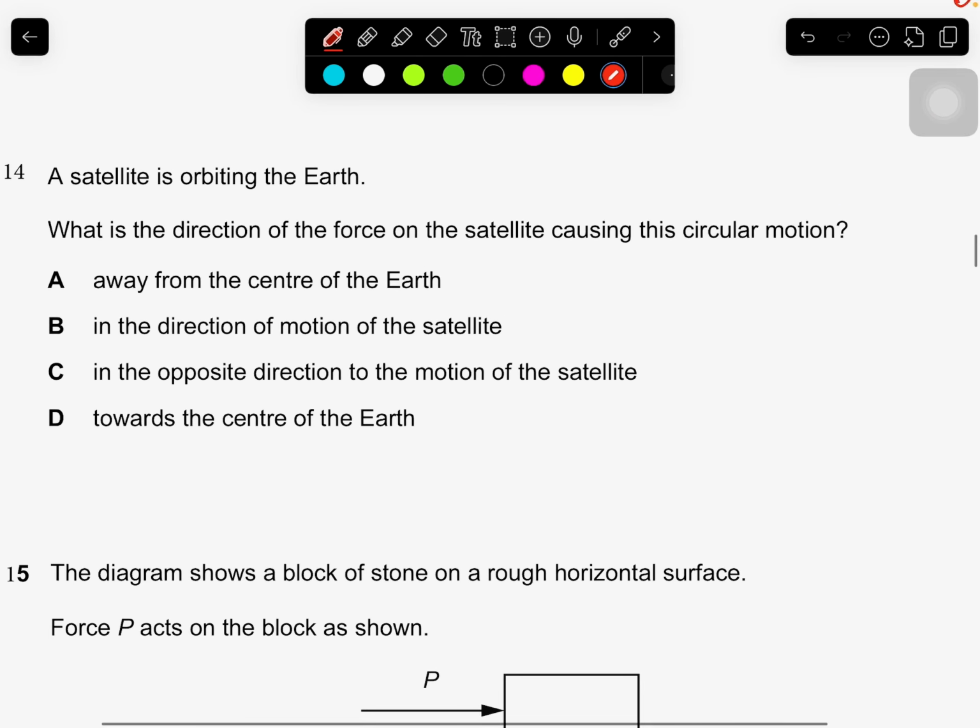The satellite is orbiting the Earth. What's the direction of the force on the satellite causing the circular motion? It's always towards the center. So is it in the direction of motion of the satellite? No. Is it away from the center of the Earth? No. It's towards the center of the Earth.